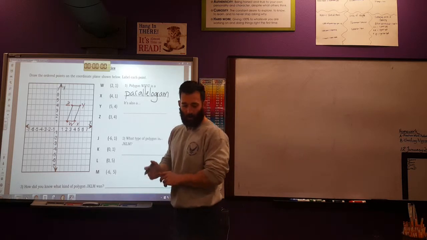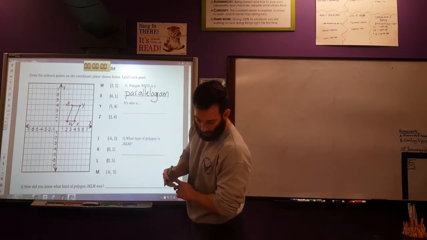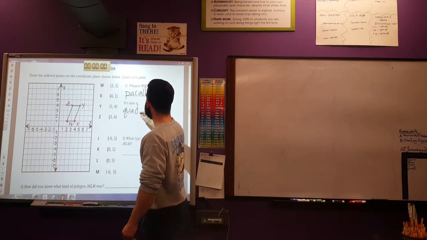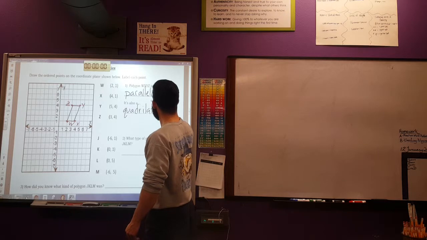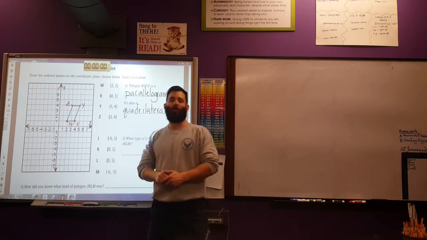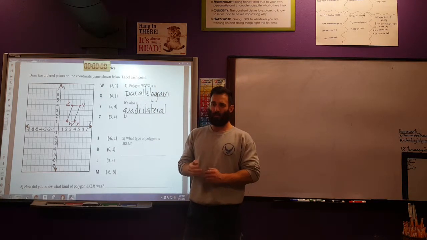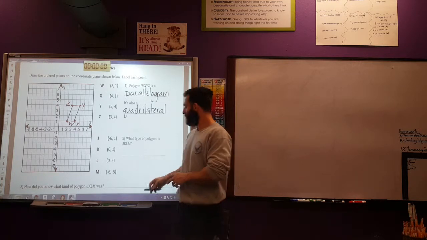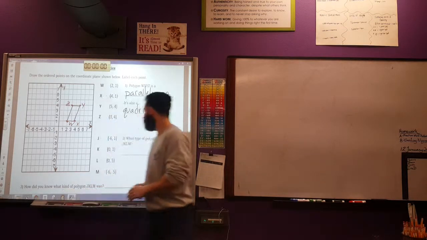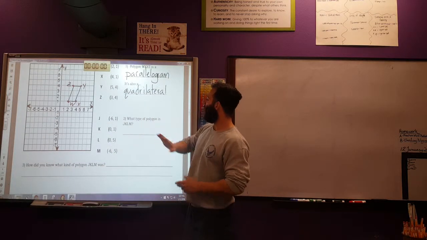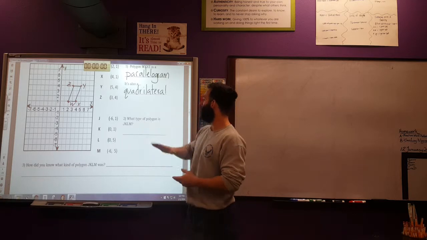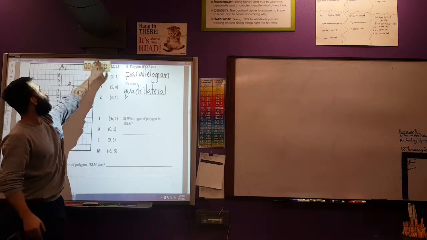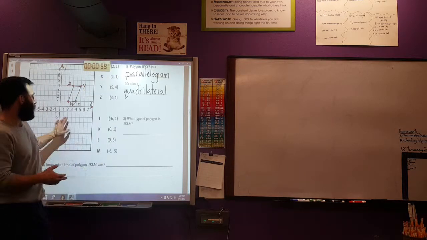I also know that this is a quadrilateral. Remember, a quadrilateral is a shape with four sides. Do the same thing for the second question here, JKLM. Go ahead and take 1 minute to plot those points on the coordinate plane.